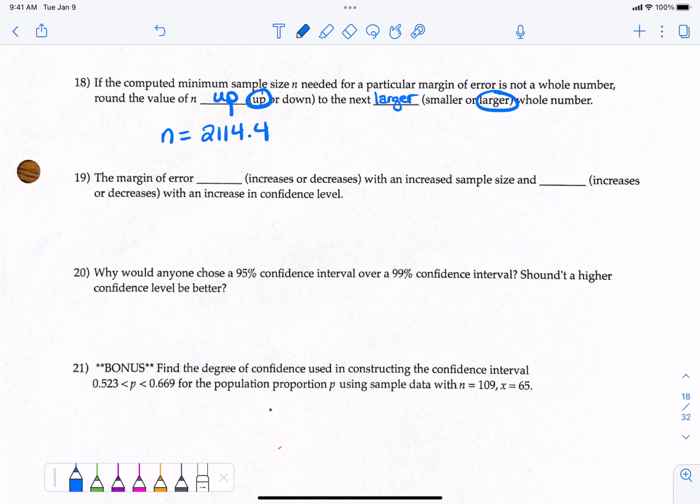19, the margin of error increases or decreases with an increased sample size. So if I up my sample size, if n goes up, the error is going to go down. It decreases, okay?